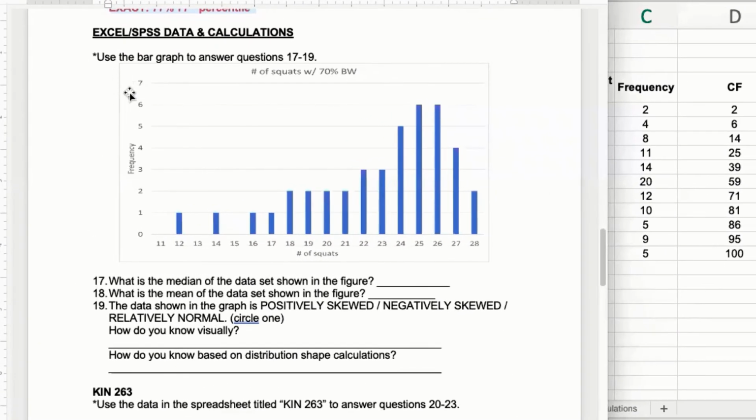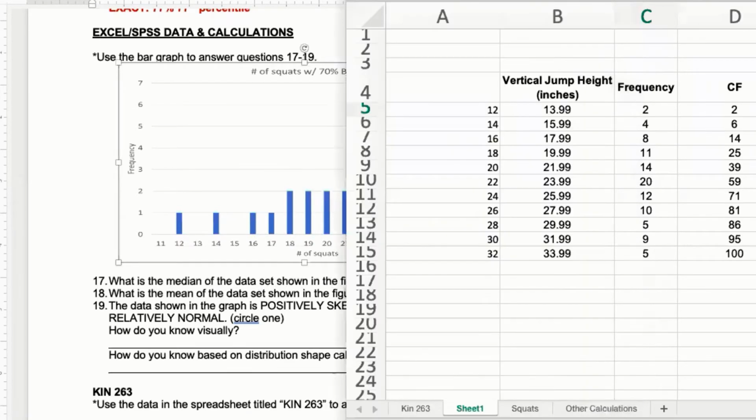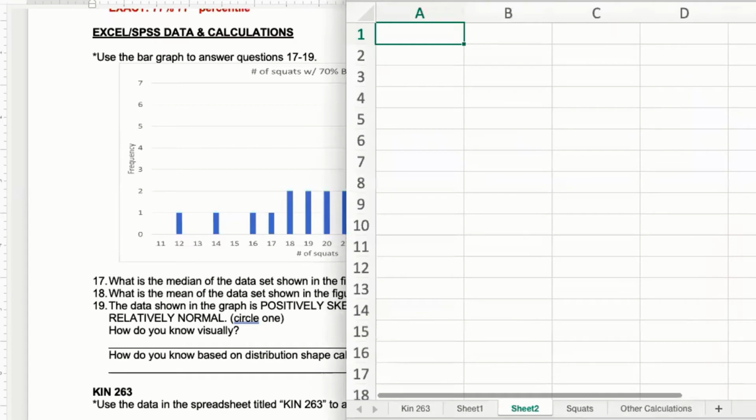Okay, I told you guys you have to be able to read graphs. So this would be an example of reading a graph or a frequency distribution. What is the median of the data set shown in the figure? We're also going to be calculating the mean, but before we can do that, what should we do to this? Put it in Excel. When all else fails, put it in Excel.